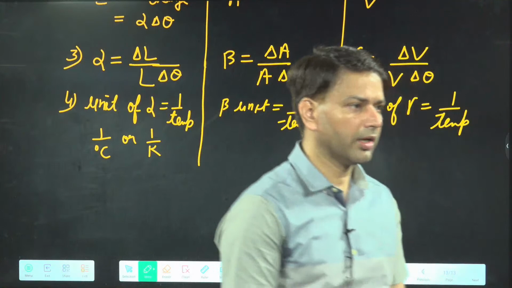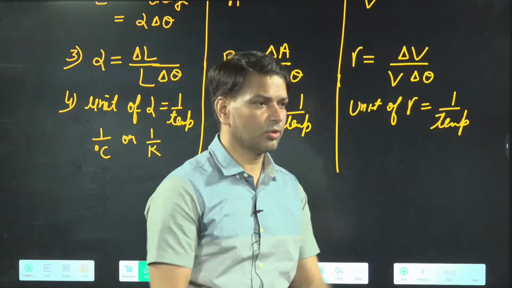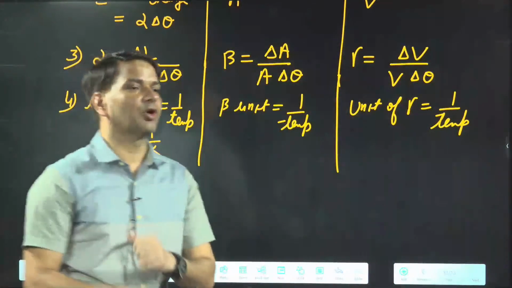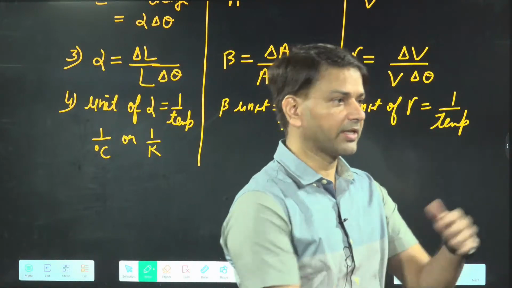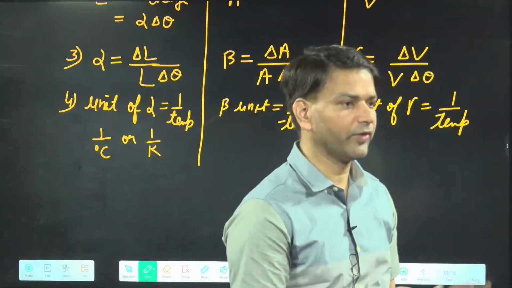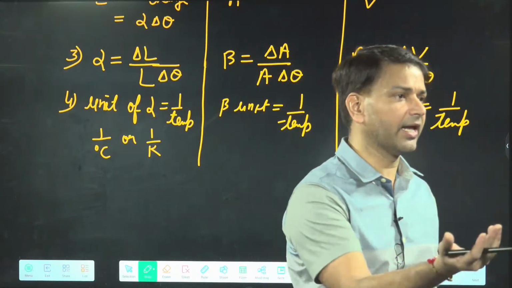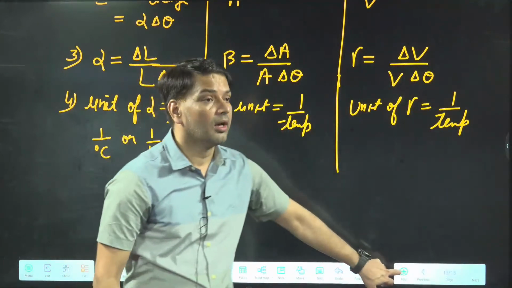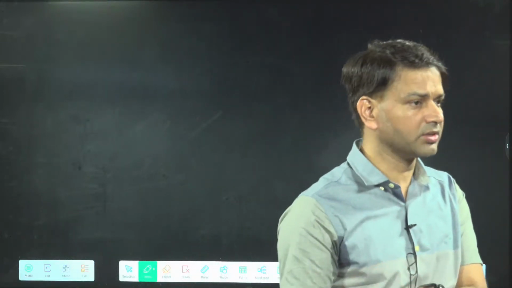Now we have to discuss the properties of alpha. So alpha was the proportionality constant. If I'm taking more length of the rod, what is the effect on alpha? No effect. Why? Alpha was the proportionality constant. When you take more length, then delta L will be more, but alpha will not change. So alpha is the property of material. For a given material, it will be constant.